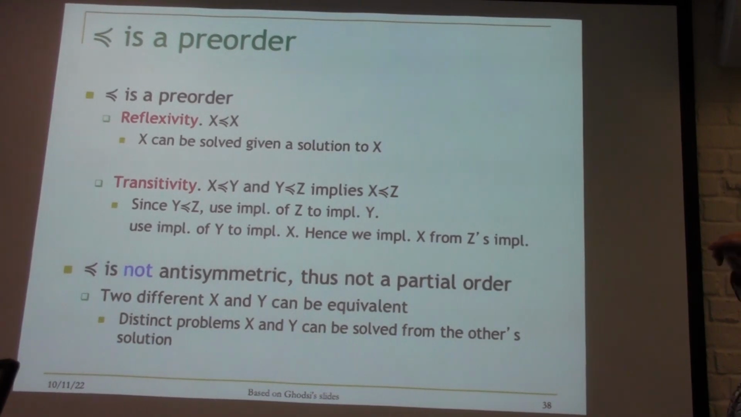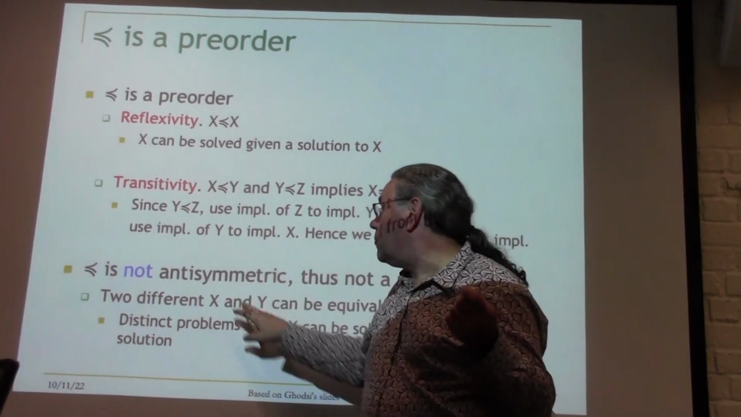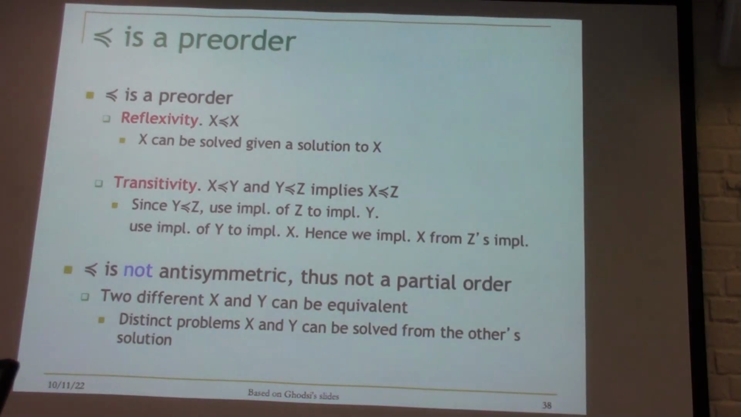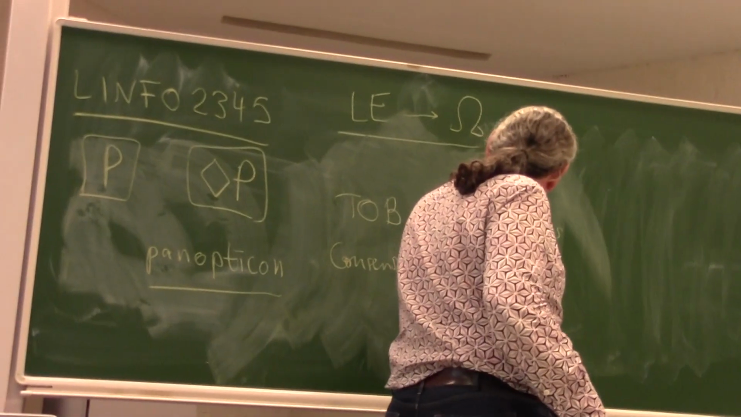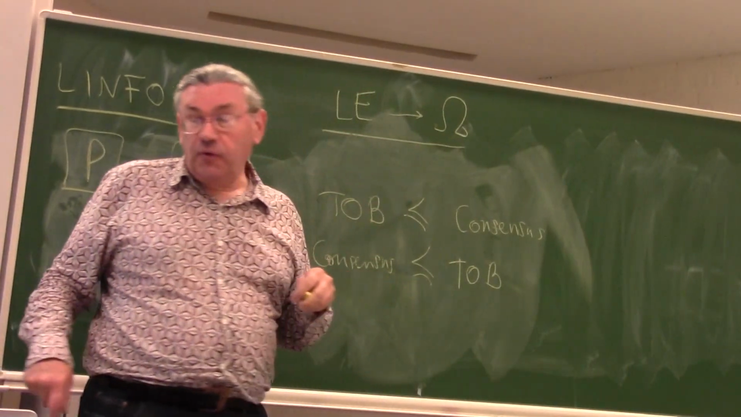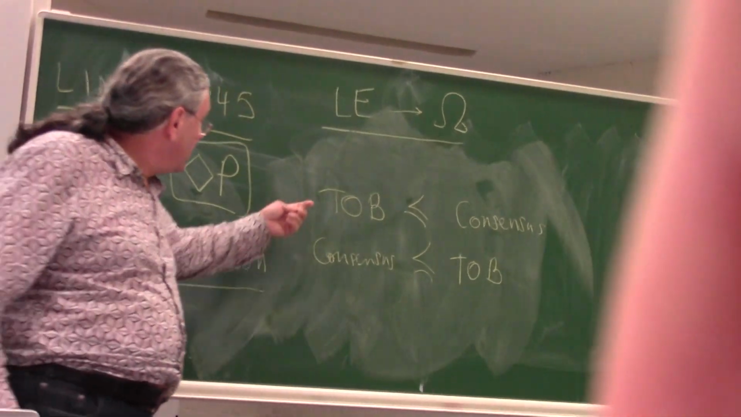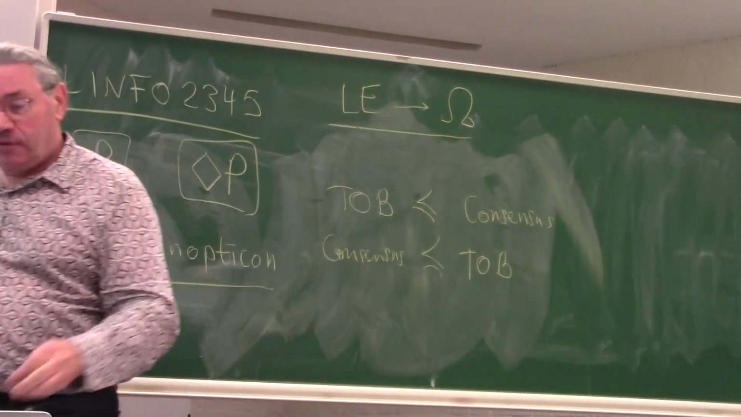Reducibility is transitive, but it's not a partial order. It's not anti-symmetric. I can have two different x and y be equivalent. Remember we had our total order broadcast and our consensus? This is in the very first lecture. We showed that one can be reduced to the other, but we also showed the other direction: that consensus can be reduced to total order broadcast. So these two are equivalent, but they're not the same problem. They're just equivalent.